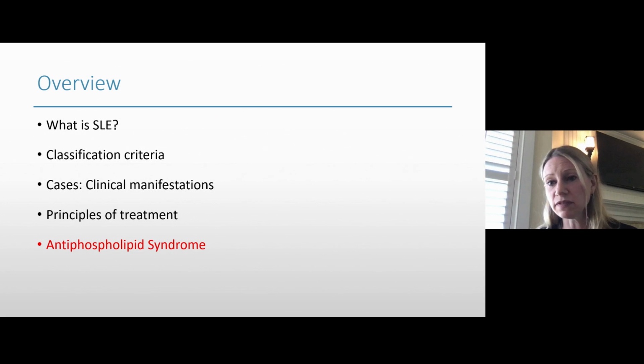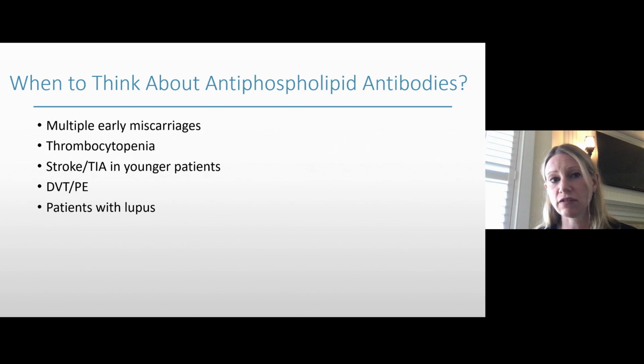So now let's move on to a discussion of the antiphospholipid syndrome. When do you think about the antiphospholipid syndrome or antiphospholipid antibodies? You start to think about this as well in patients with multiple early miscarriages, unexplained thrombocytopenia, stroke or TIAs in younger patients, DVT-PE. This should be part of a workup for DVT-PE, and then patients with lupus.